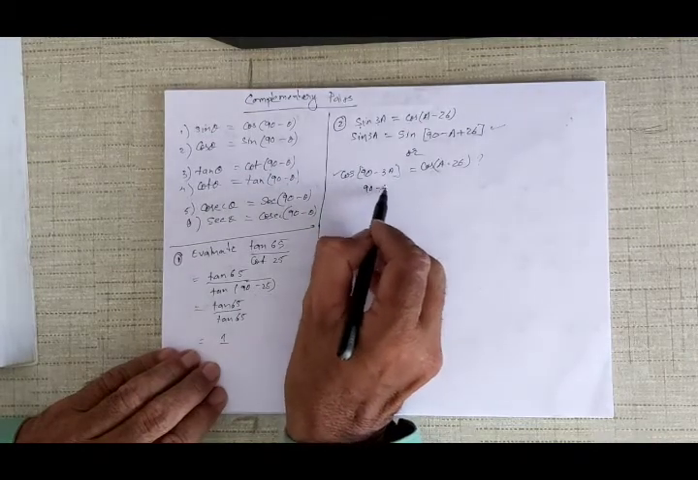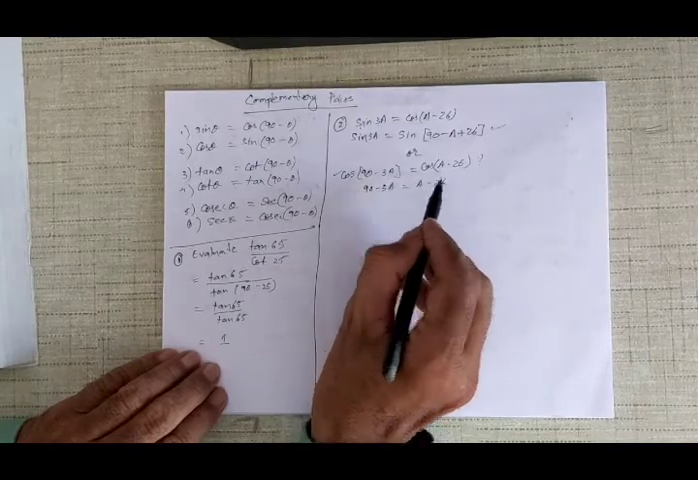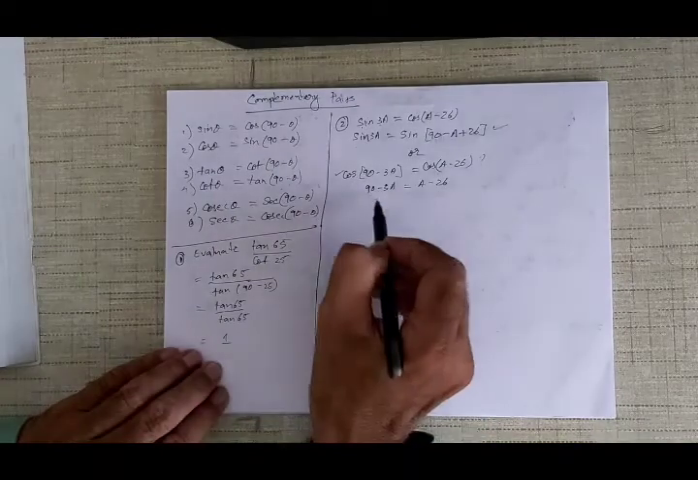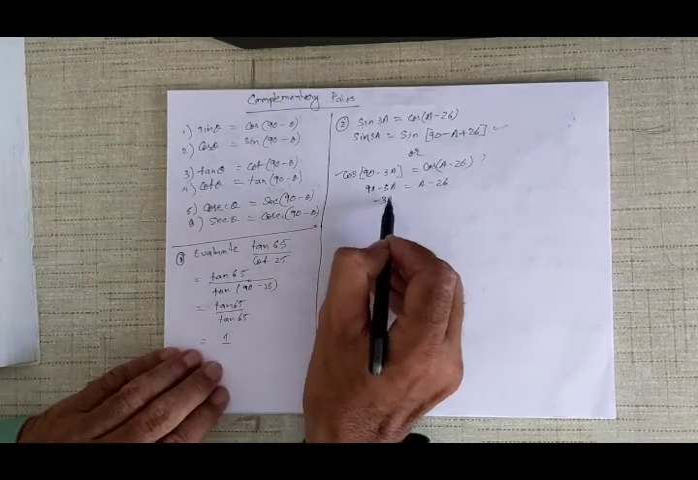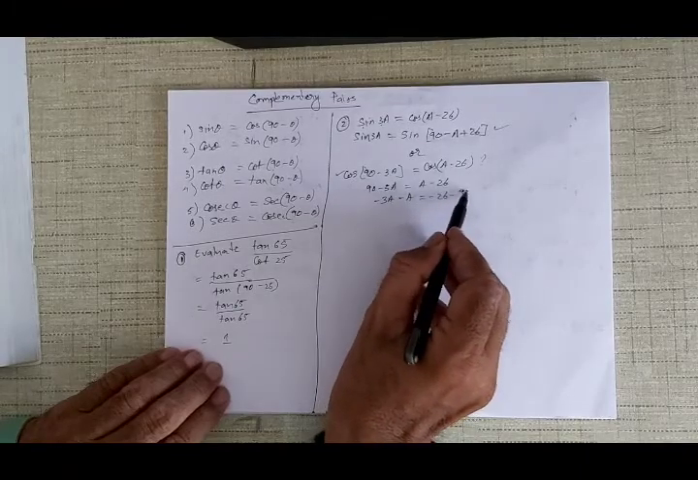So 90 minus 3a is equal to a minus 26. Cos gets cancelled. Here sin is on both sides, so you would cancel sin. Okay, so therefore minus 3a minus a is equal to minus 26 minus 90.